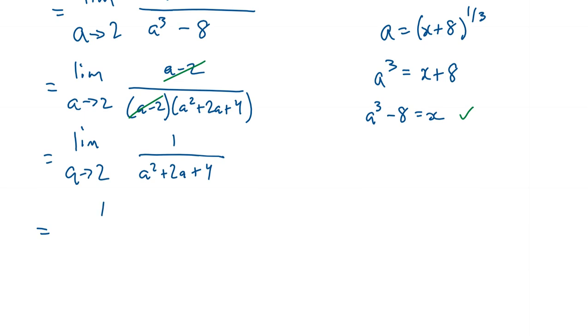Sub in. Four plus 4 plus 4, 1 over 12. Huh? What do you think? How do you like that? And you don't have to sub back in to find x. Like, that's the answer. That's the limit. Done. Pretty cool, right?